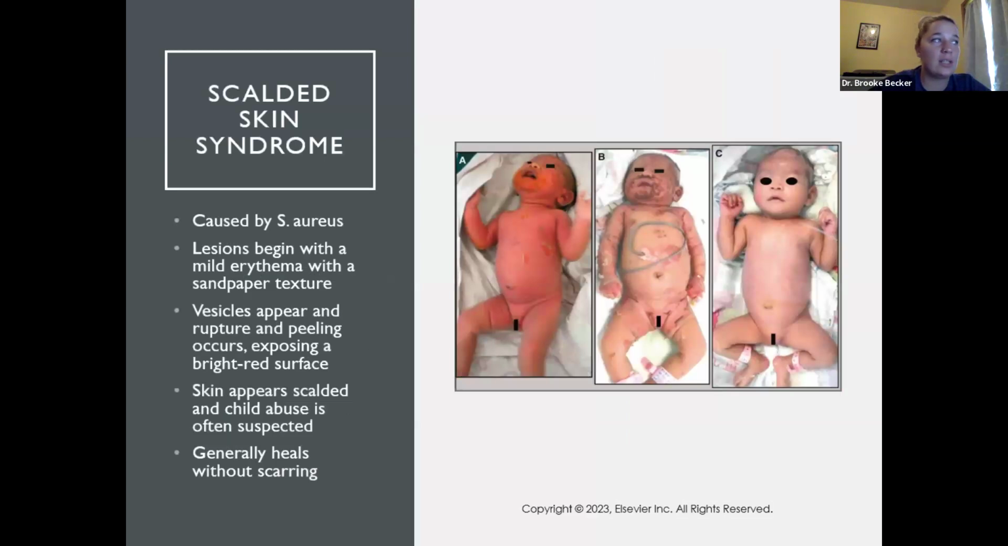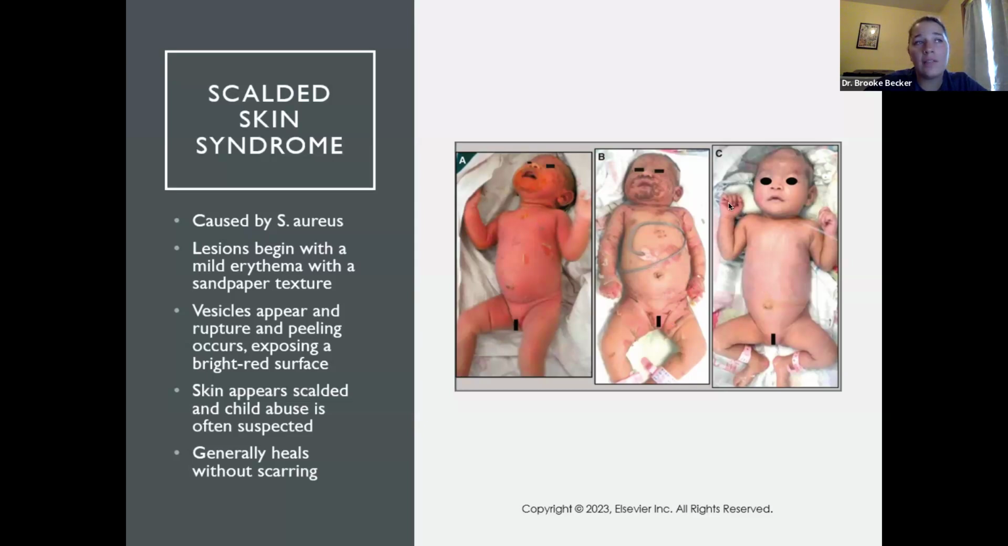Scalded skin. So this is caused by Staph aureus. So what happens is those lesions start kind of slightly red, which you can see here. Okay. And then they become vesicles and start peeling. So this is caused from a staph infection on the skin. And then it becomes really, really red, and you still have that peeling going on.